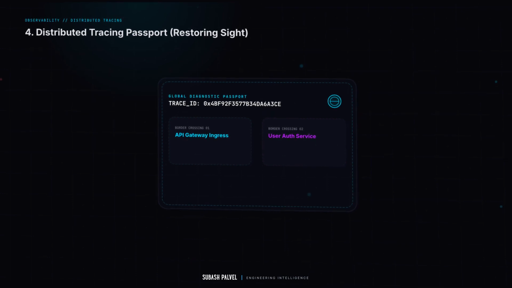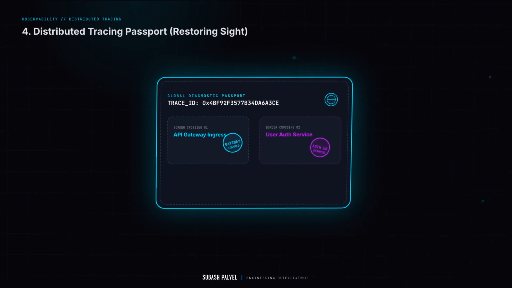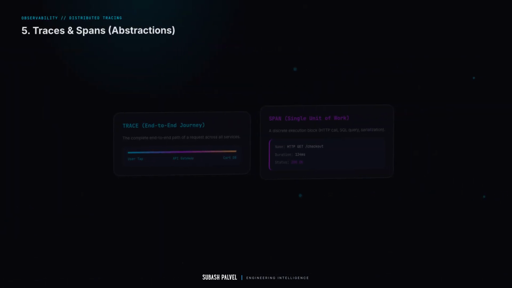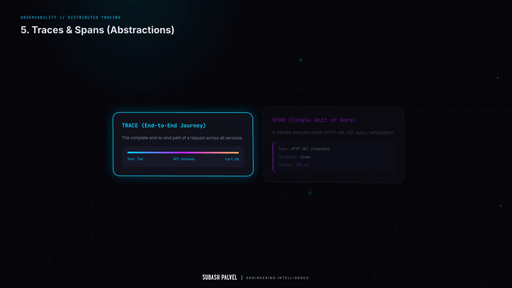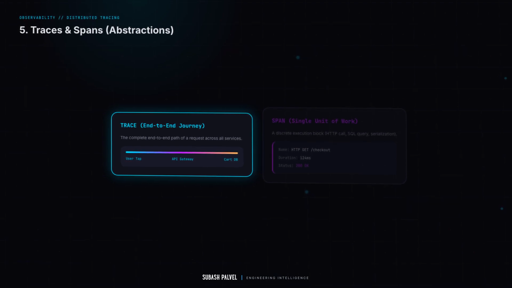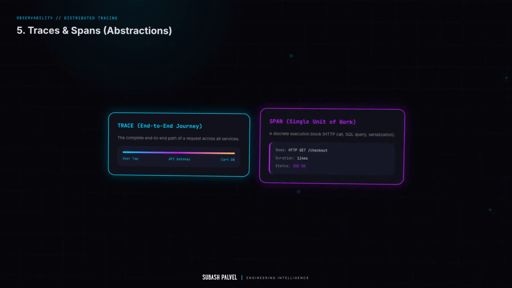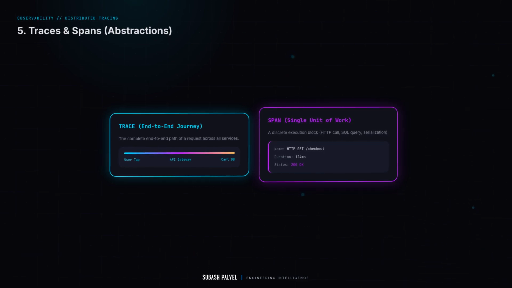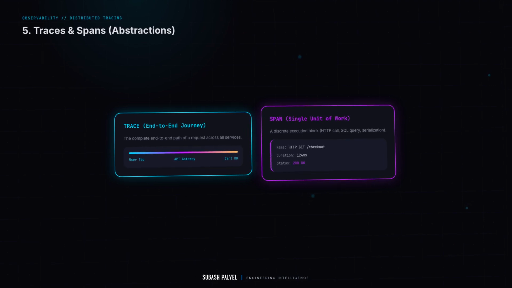It gives every request its own passport, stamped at every single border it crosses, reconstructing the entire journey from start to finish. This passport works using two simple abstractions: traces and spans. A trace represents the entire journey of a request, the complete end to end path from the user's initial tap to the final database write. A span, on the other hand, is a single unit of work within that journey, like a SQL query, an HTTP request, or a serialization step.